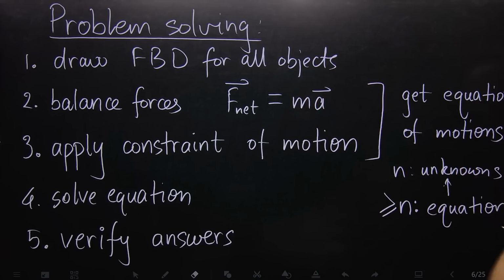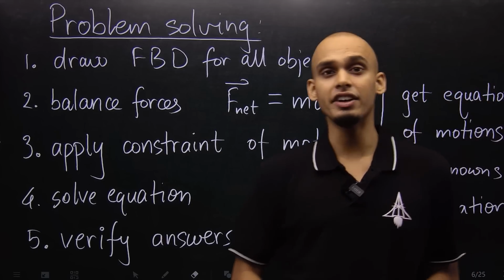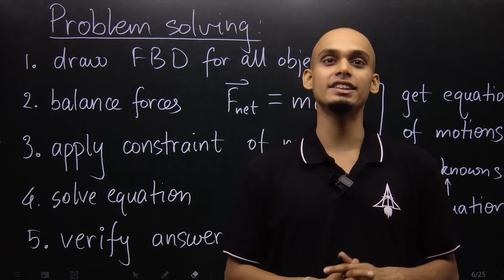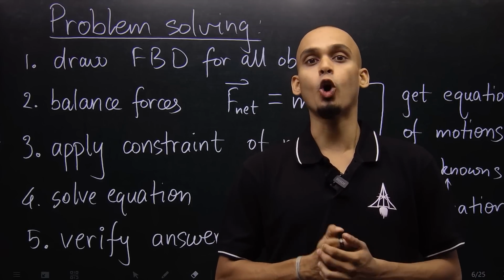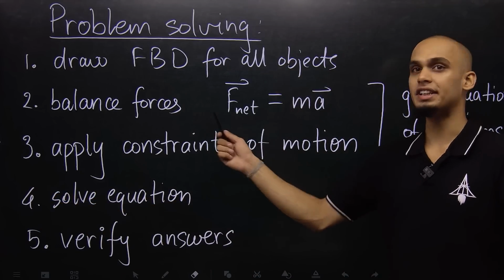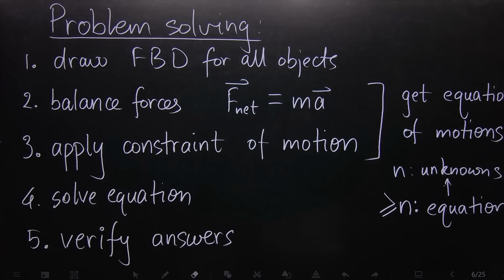Once you have drawn it, then you need to balance all the forces. Whenever any object has zero acceleration, then you should take the sum of all the forces, vector sum obviously, to be zero. But if the object is accelerating in a particular direction, then the net force in that particular direction should be equated to m into a. By this, you will get some equations of motion.